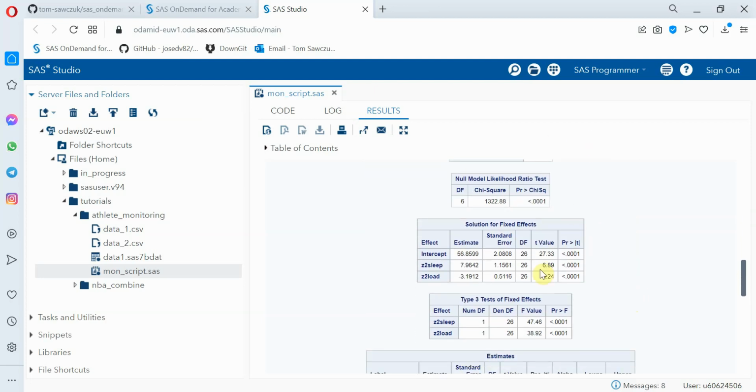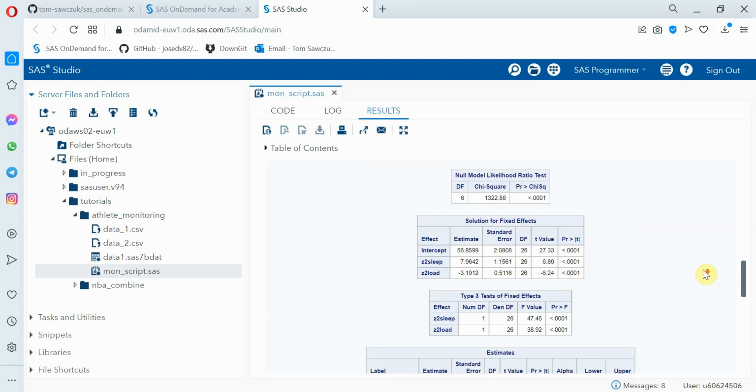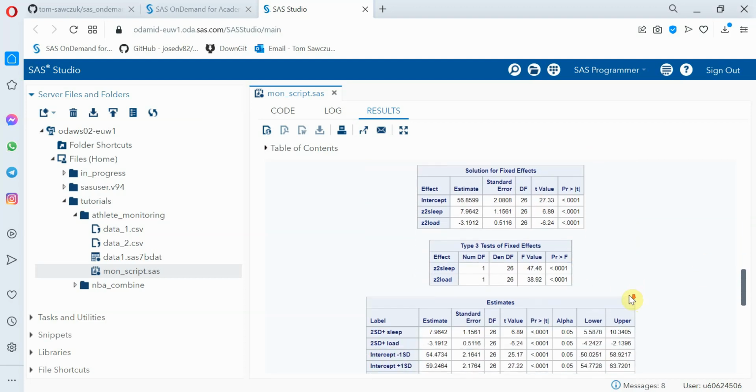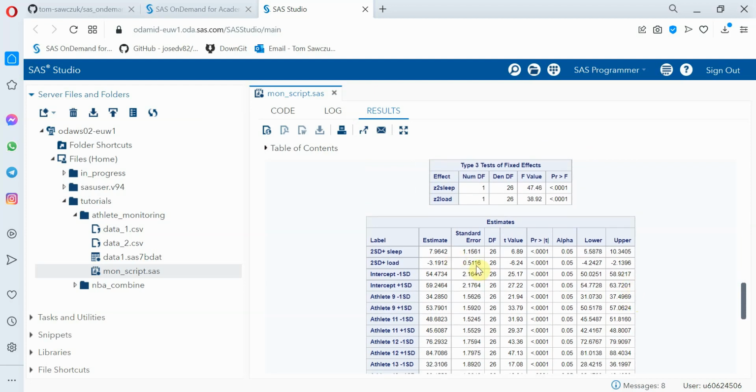We have some fit statistics. We've got the solutions for fixed effects, which again says they're both significant, as does the type 3 test of fixed effects. And then we've got our estimates. So first things first, we can see a 2 standard deviation increase in sleep has about an 8% increase in wellness now, which is much greater than before. And that's probably indicative of the fact that a 2 standard deviation increase in sleep is more than a 1 hour difference.